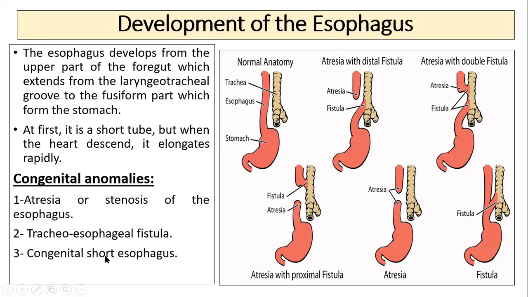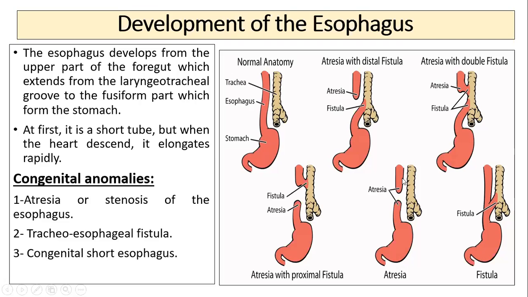Then there can be congenital short esophagus. Sometimes the esophagus becomes very short. As I said before, initially the esophagus will be short. Later, as the growth of the body takes place, the esophagus becomes long. Sometimes it might remain very short. Okay. So here also this is a type of the tracheoesophageal fistula. These are the different types of fistula.